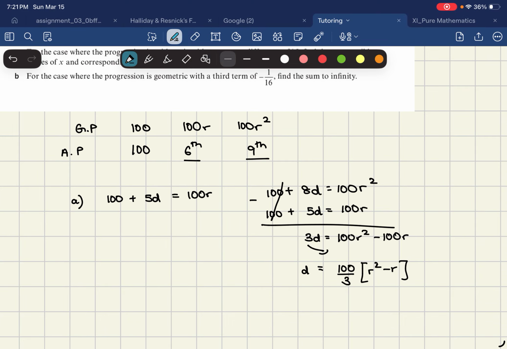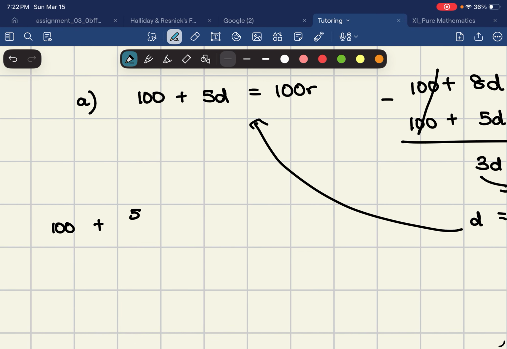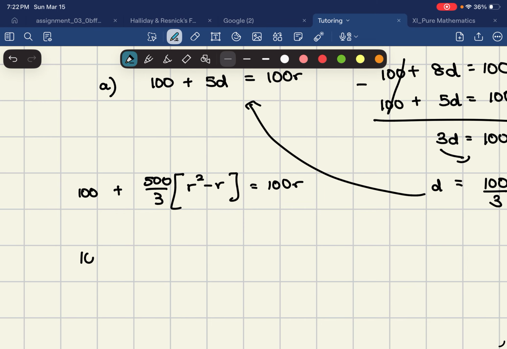All right, and I can substitute this back here. So I know that 100 plus 100 by 3, so I just substitute d, r squared minus r is equal to 100r. All right. So now let me simplify this equation. I multiply by 3 on both sides. I get 300 plus 100 times r squared minus r is equal to 300r.